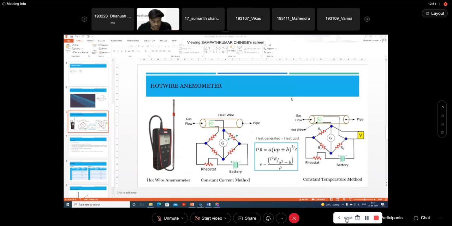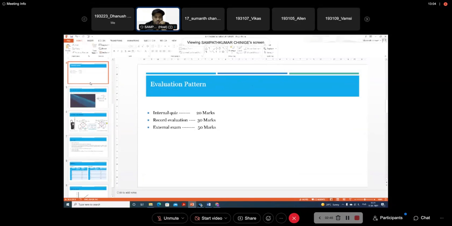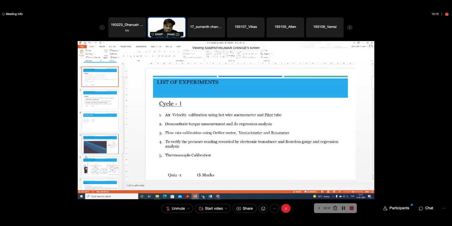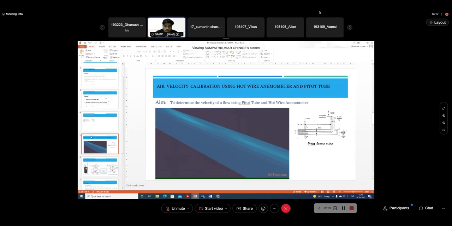Yeah, good afternoon, all students. Today, our first experiment as a part of our mechanical measurements lab. As we have already seen in cycle 1, the first experiment is air velocity calibration using hot wire anemometer and pitot tube. So the same experiment we are going to do today.